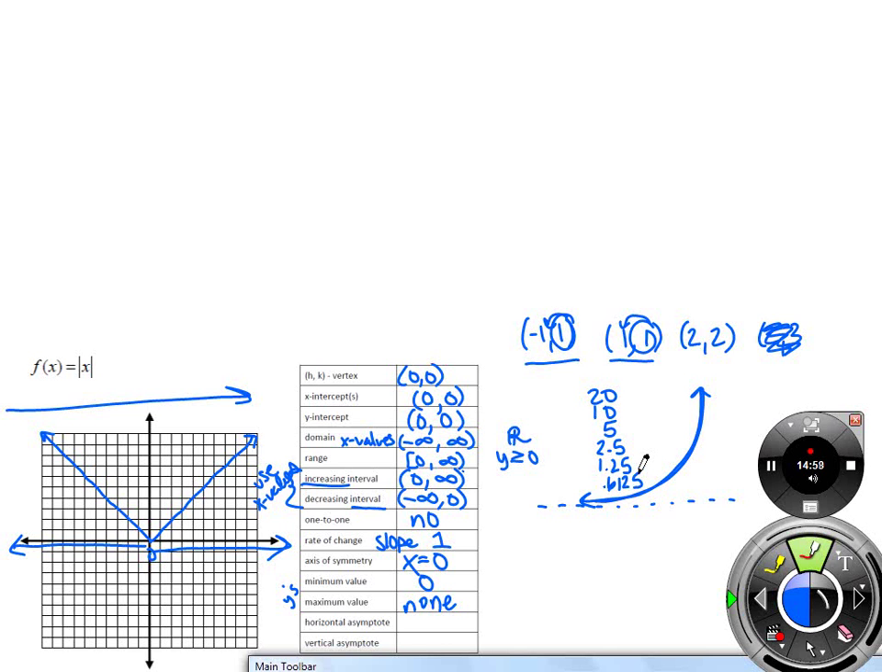So that's where the asymptotes come in. This function doesn't have any of those properties. Okay? So both of these are none. It does not have either one of those things.